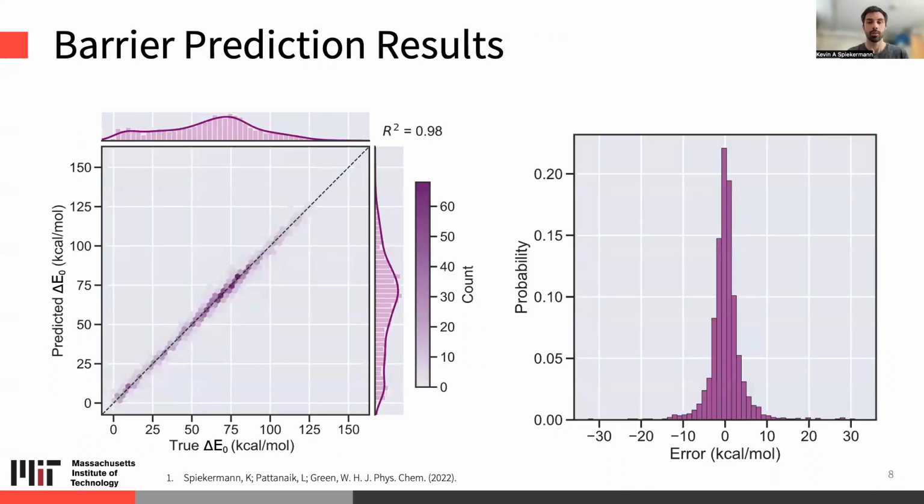So qualitatively, we see that we have very good results, and that's because the predictions fall along this parity line for the entire range of barrier heights from 0 all the way up to 150 kcals per mole. So accuracy is maintained across all of this diverse chemistry. And when looking at the histogram, the errors are centered at 0, which is exactly what we want to see.